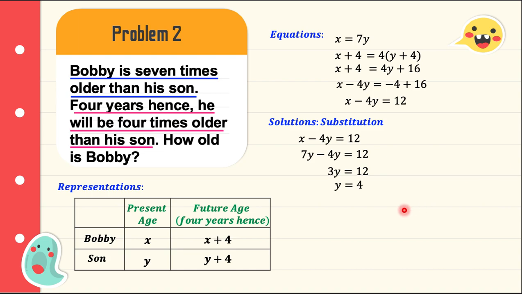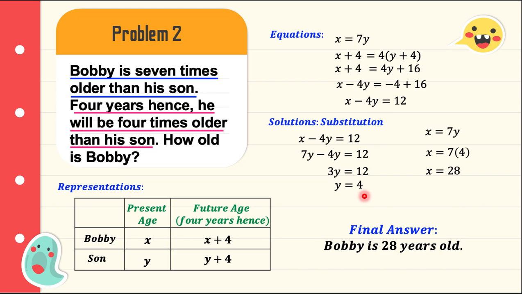So therefore, the age of his son is 4. But we are looking for the age of Bobby, so we also need to get the value of x. I will just be using the first equation. x equals 7y. Substituting the value of y, which is 4, that will be 7 times 4 equals 28. So therefore, Bobby is 28 years old.